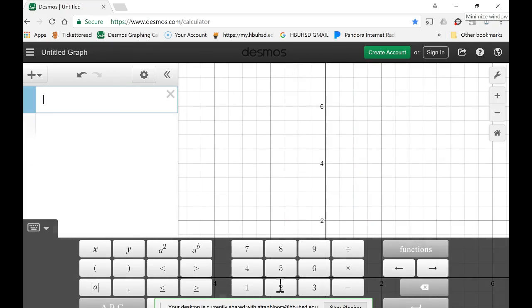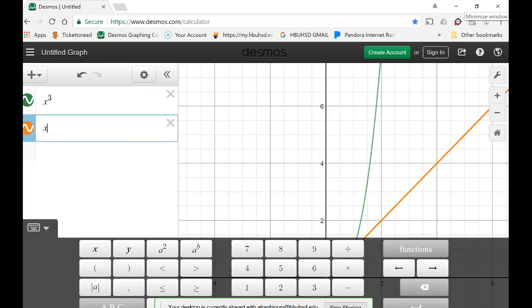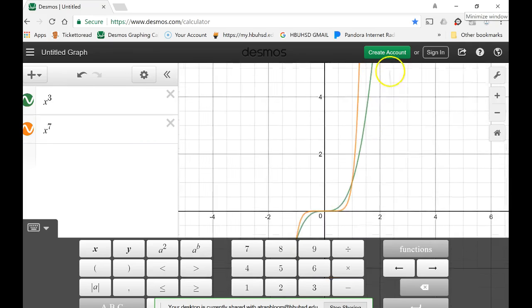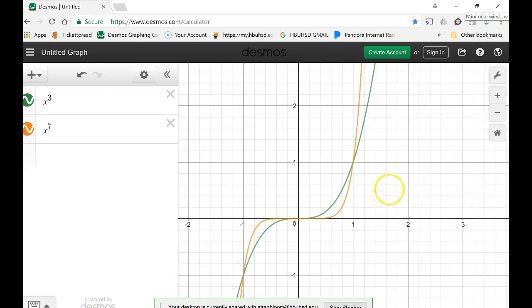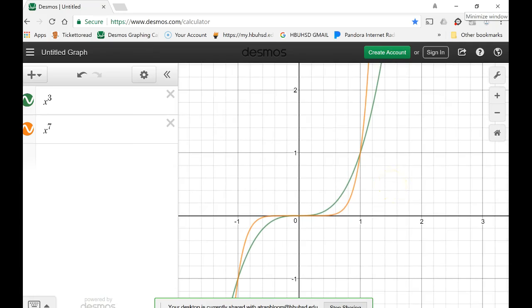If I give you x to the 3rd, and then x to the 7th, and I zoom in on the window from -4 or even closer, I have two colors here, the green and the orange, and notice how the orange one is so much flatter than the x to the third. So that's why it says it's really flat near the origin, okay? Make sure we have both sides plotted and graphed.